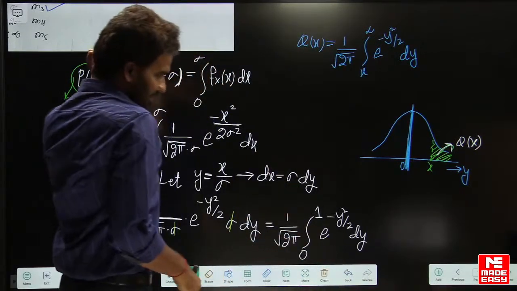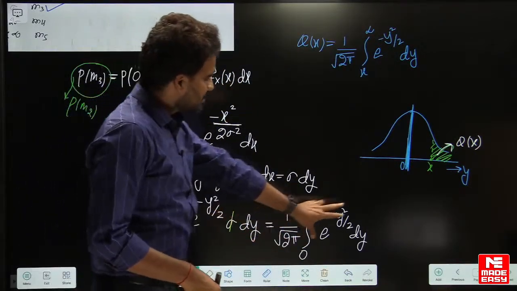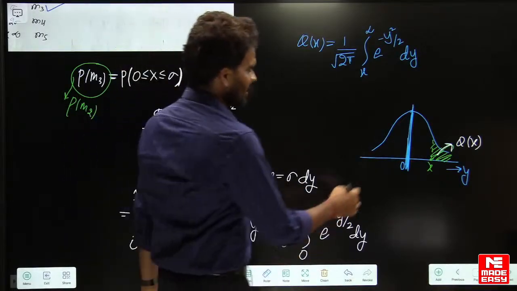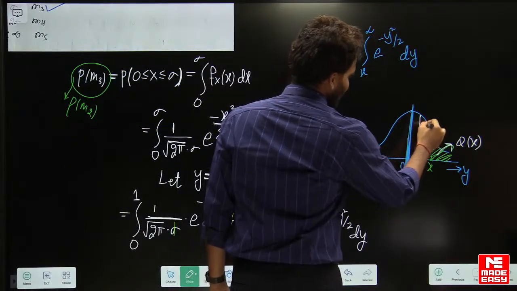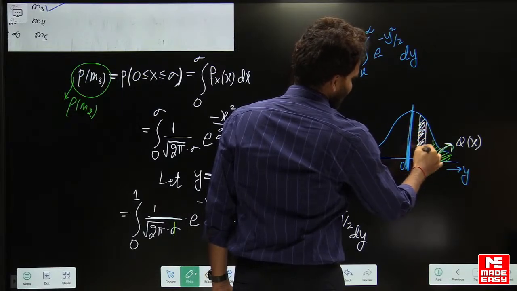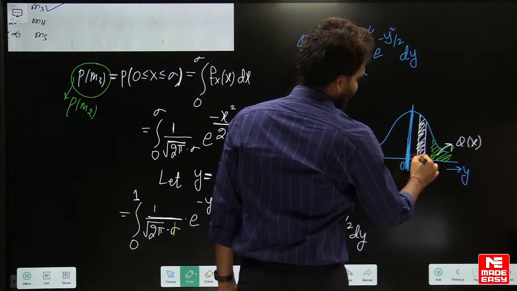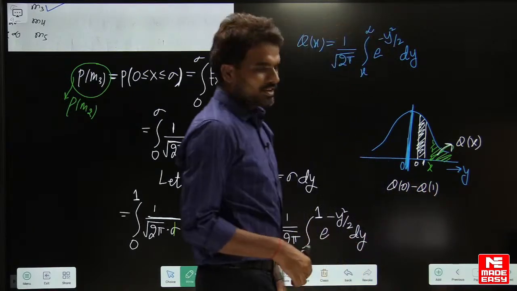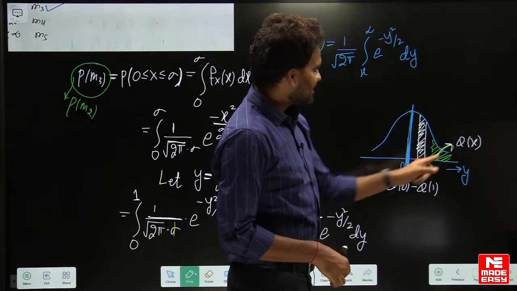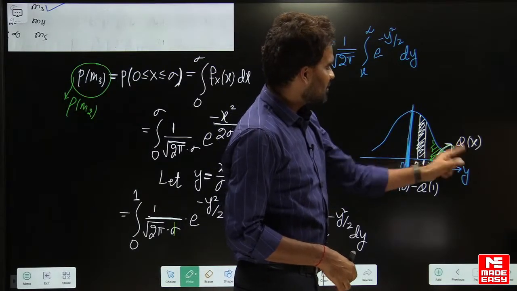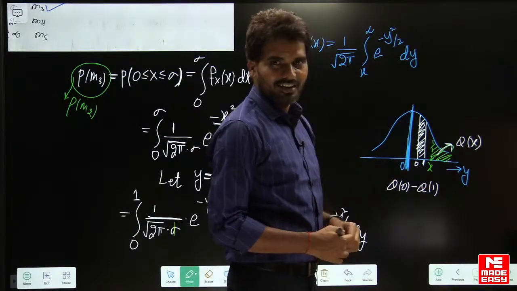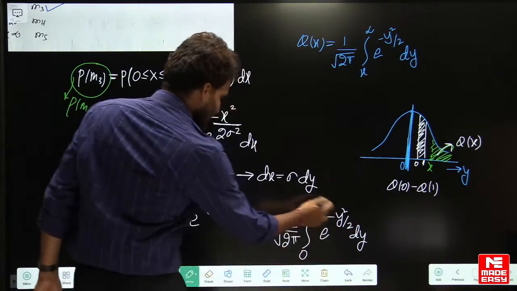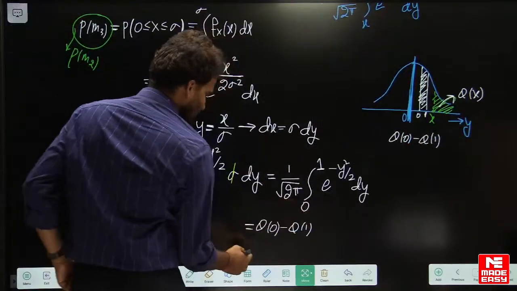But here we have to find the area under this Gaussian density function from 0 to 1. This area you have to find out. Simply, you can write q0 minus q1. q0 means area from 0 to infinity. So from that, if you subtract the area from 1 to infinity, you will get the area from 0 to 1. So you can write this as q0 minus q1.